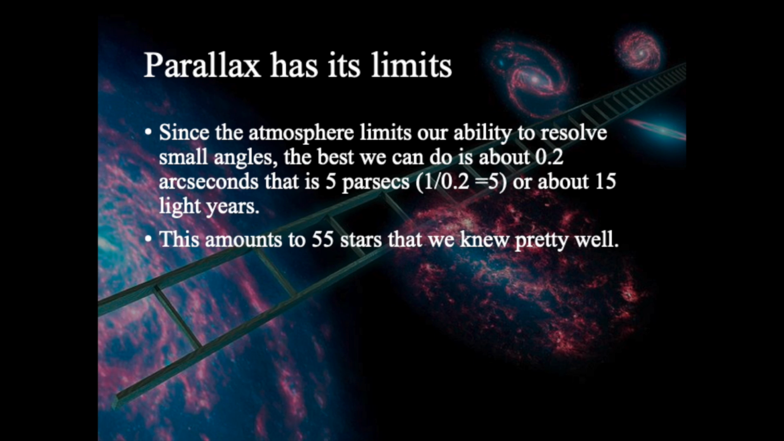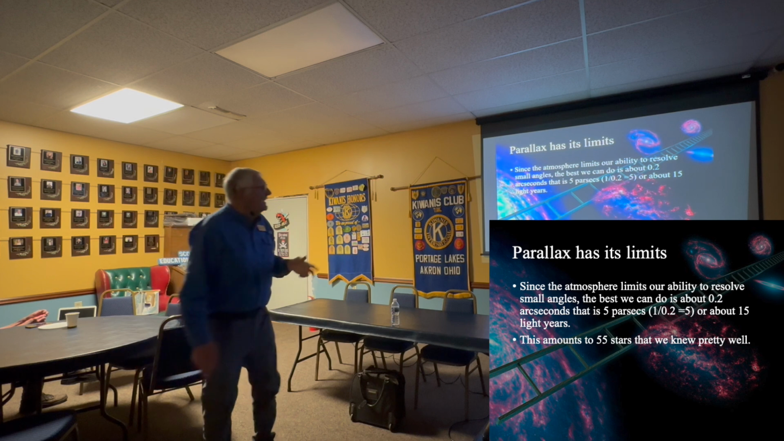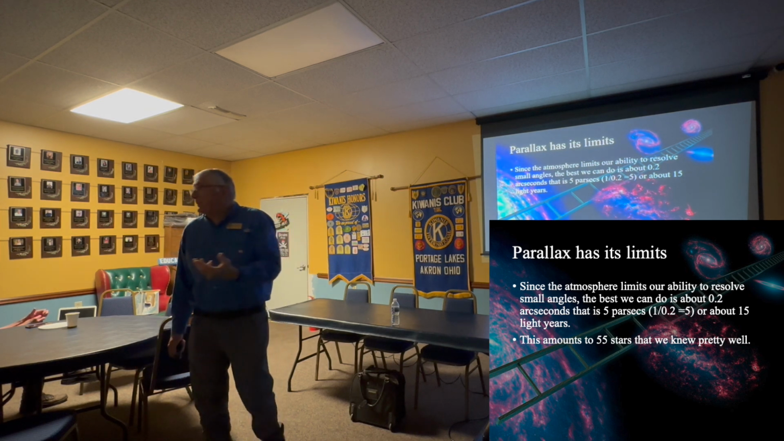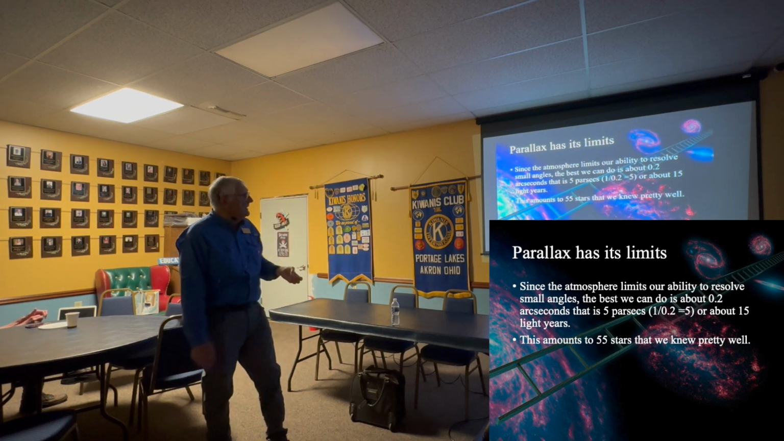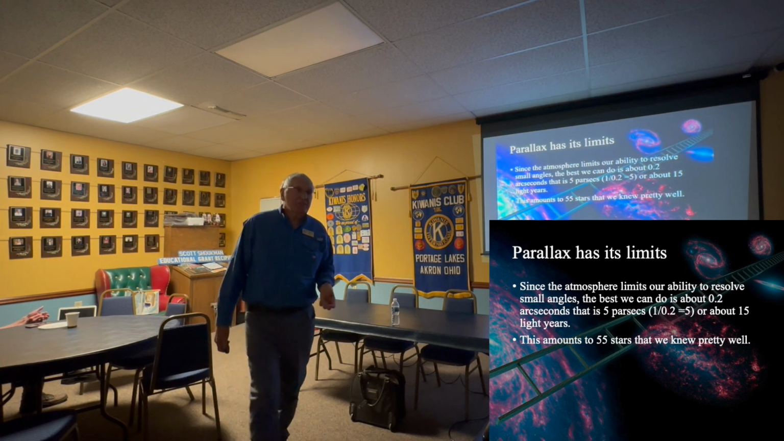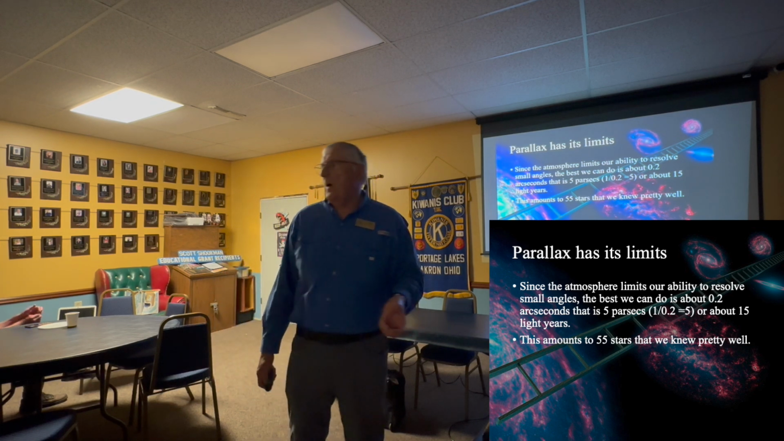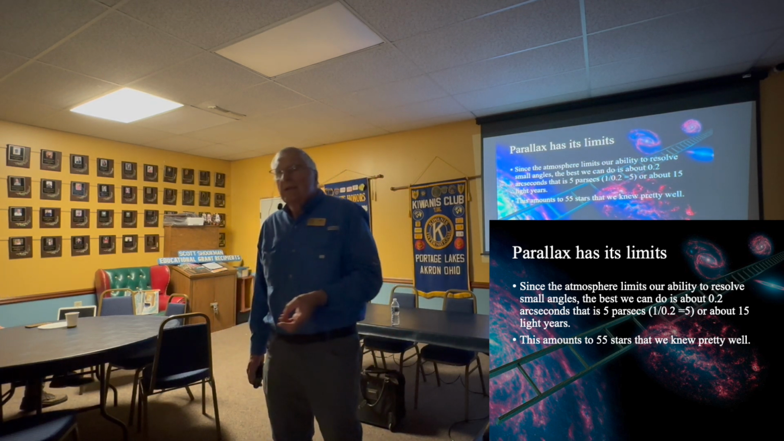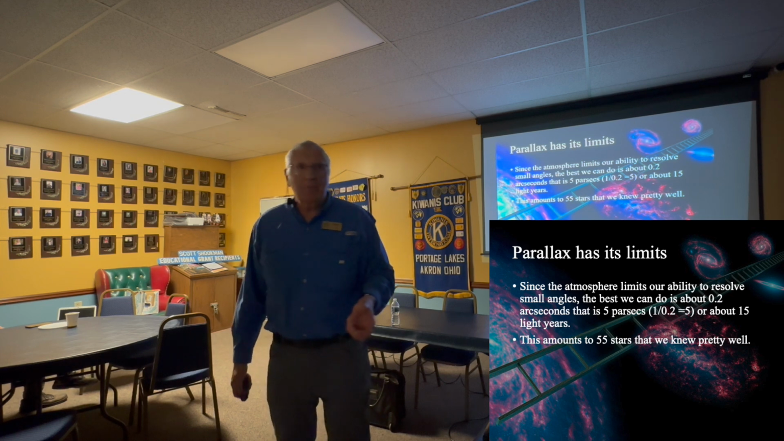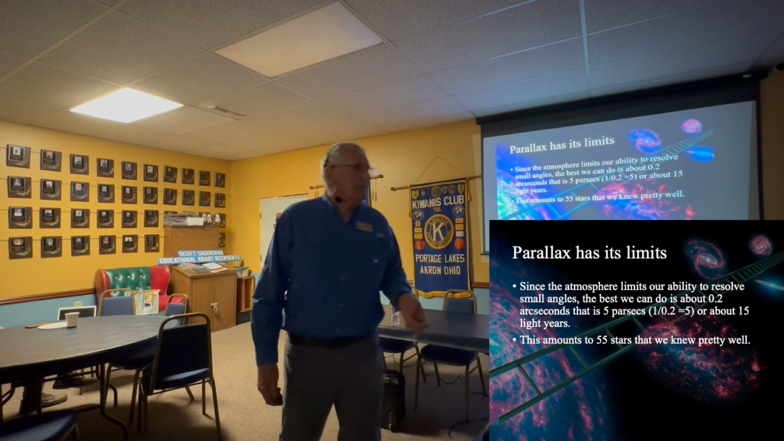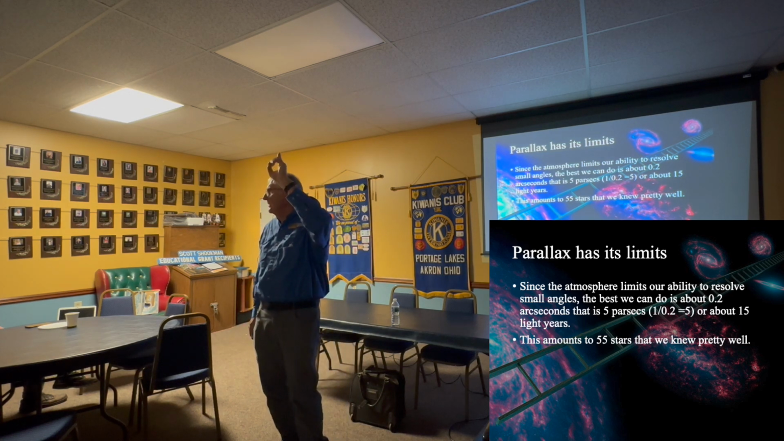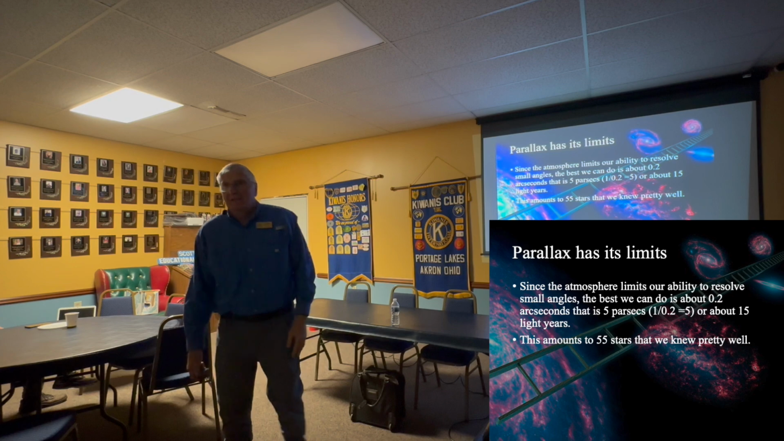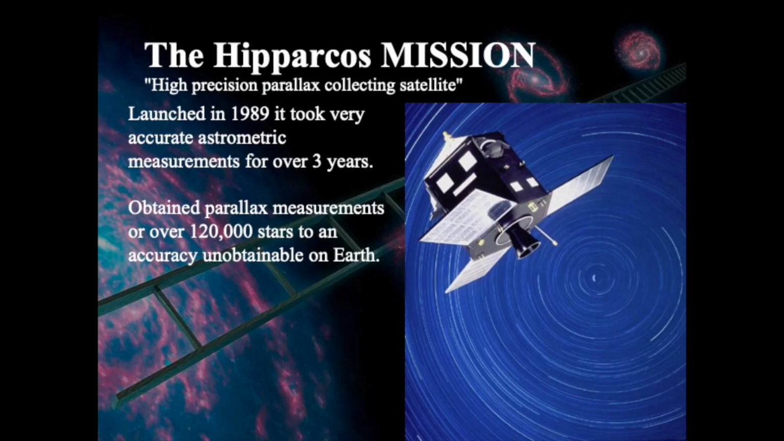Now, since the atmosphere really limits our ability to measure these very, very small angles, we're probably only good for about 5 parsecs out, or a little over 15 light years. That only gave us about 55 stars we knew the distances to very well. Okay, so that's not a statistically significant sample when you figure there's 200 billion stars in the galaxy. This is like talking to one person and deciding who's going to win the presidential election, and being sure about it, right? That ain't going to happen.